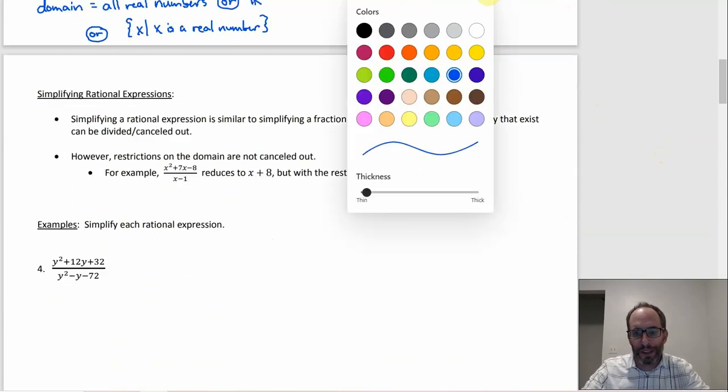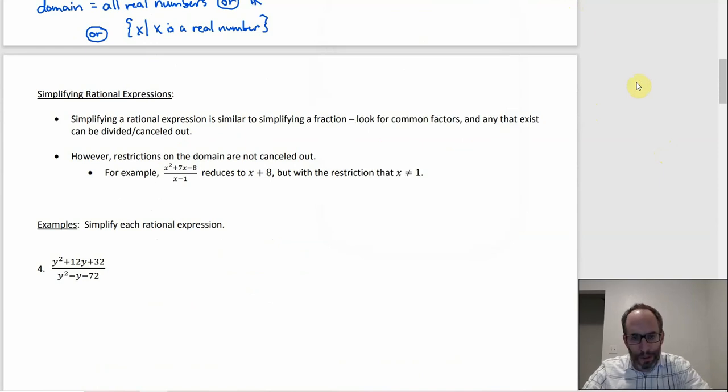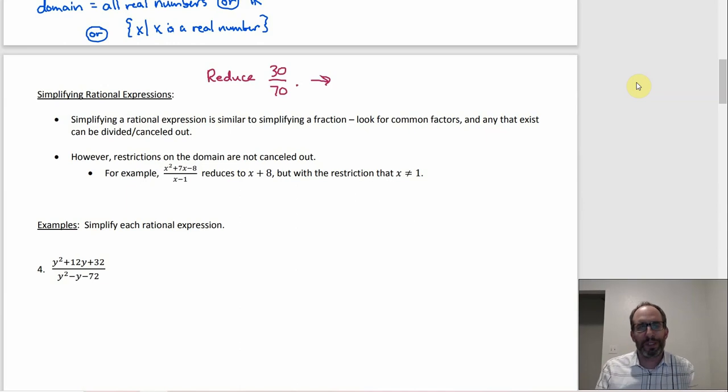Well, this is kind of like simplifying a fraction. So I'm just going to write one in up here. Let's say what you had to do was reduce 30 over 70. It's going to be 3/7, right? I think for a lot of people that ends up being almost reflexive because they both end in 0. You go, oh, they're divisible by 10. So you could write 30 as 3 times 10, and 70 as 7 times 10, and then you could cancel out those 10s, and you'd have 3/7.